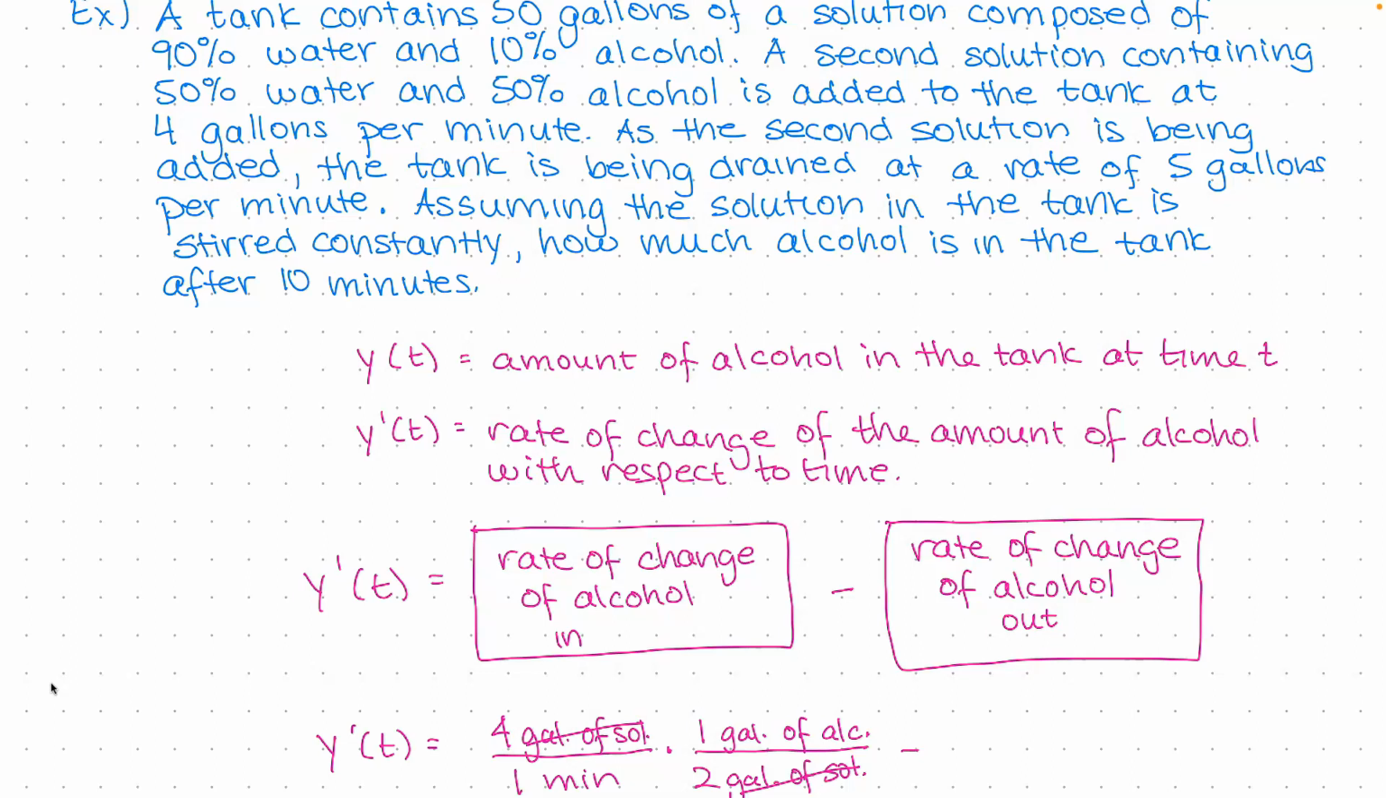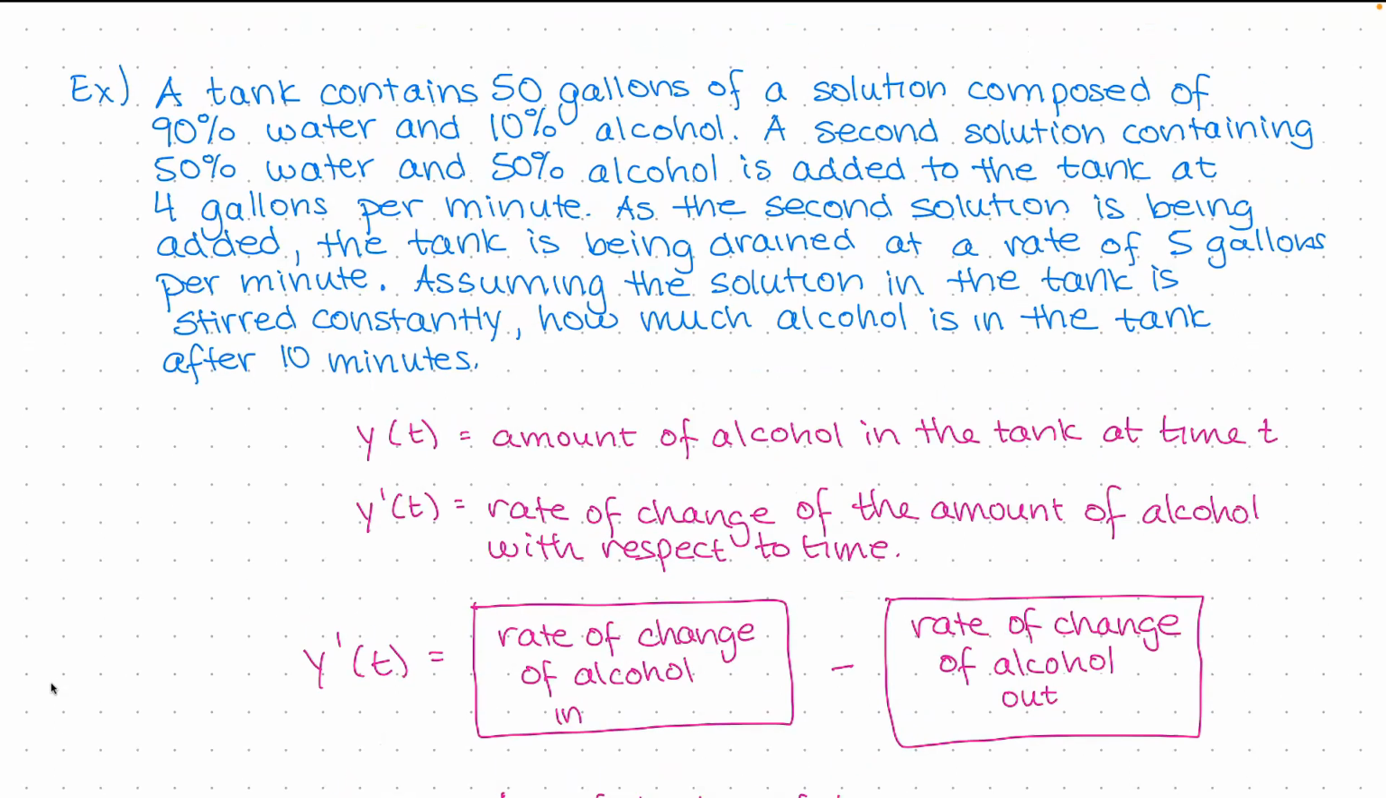Where'd you get this 5 from? Is that from the rate of change of leaving the tank? No, it's just the initial value. Exactly, use an initial value. We haven't used this yet. We're starting off with 50 gallons that is 10% alcohol. So at time t equals 0, you have 10% of 50. You have 5 gallons of alcohol.